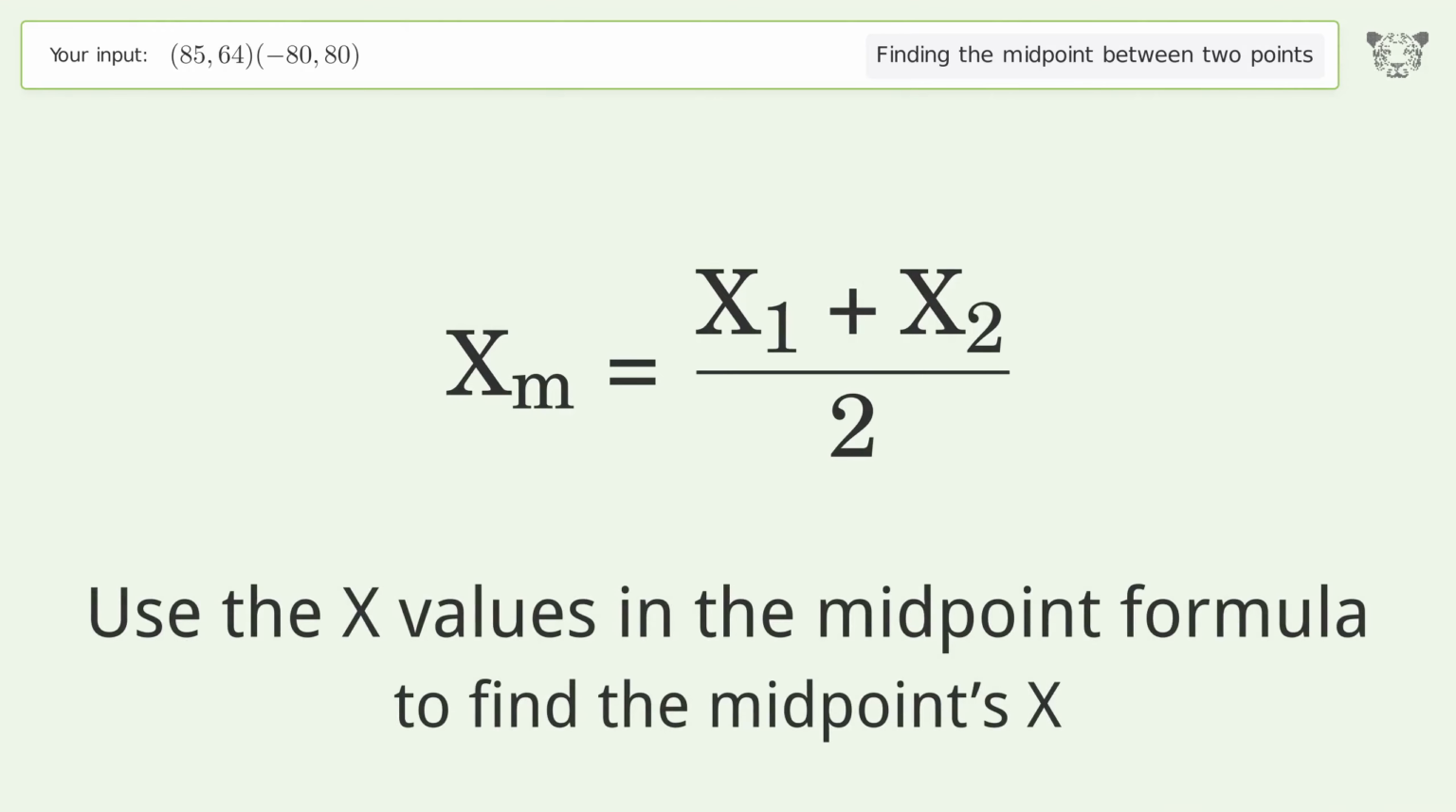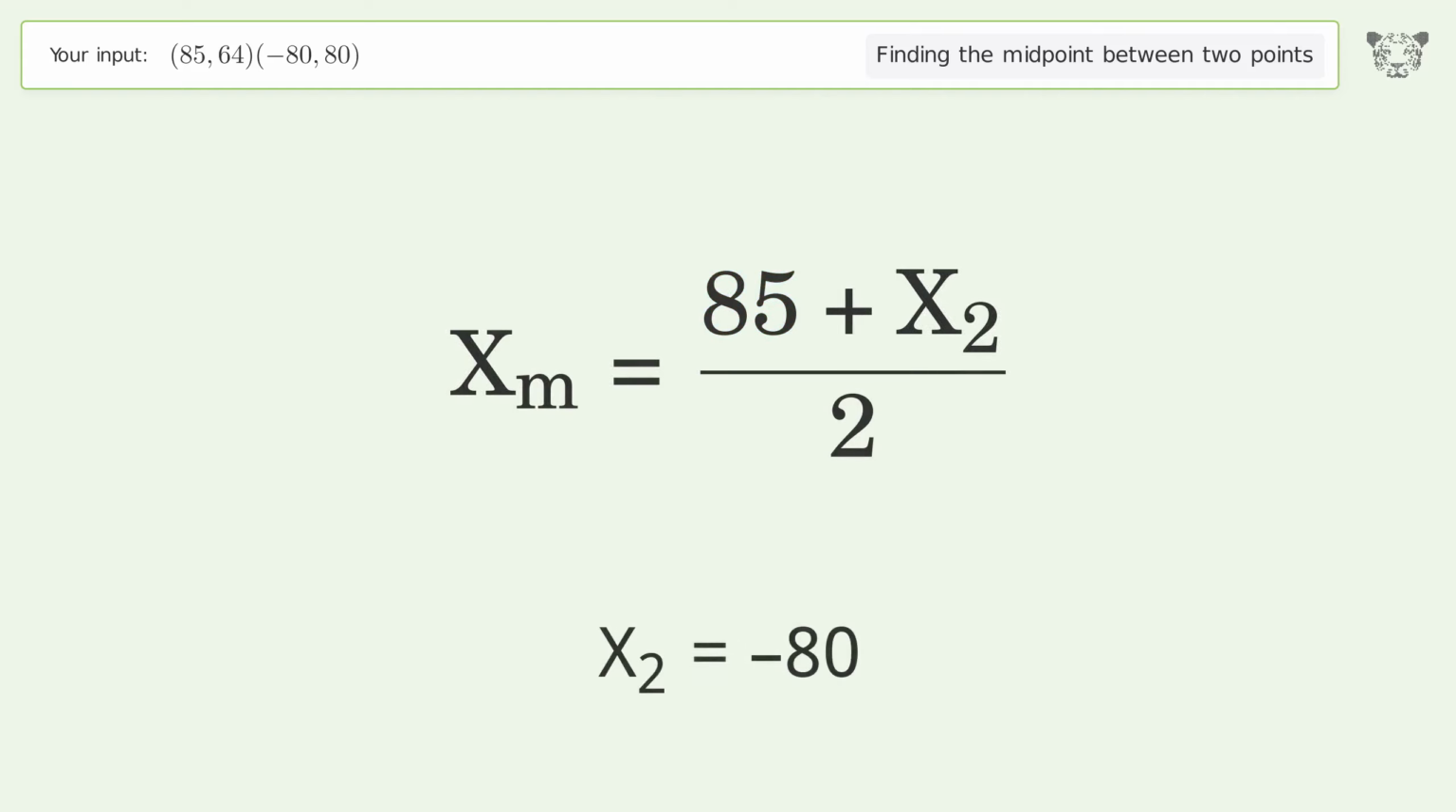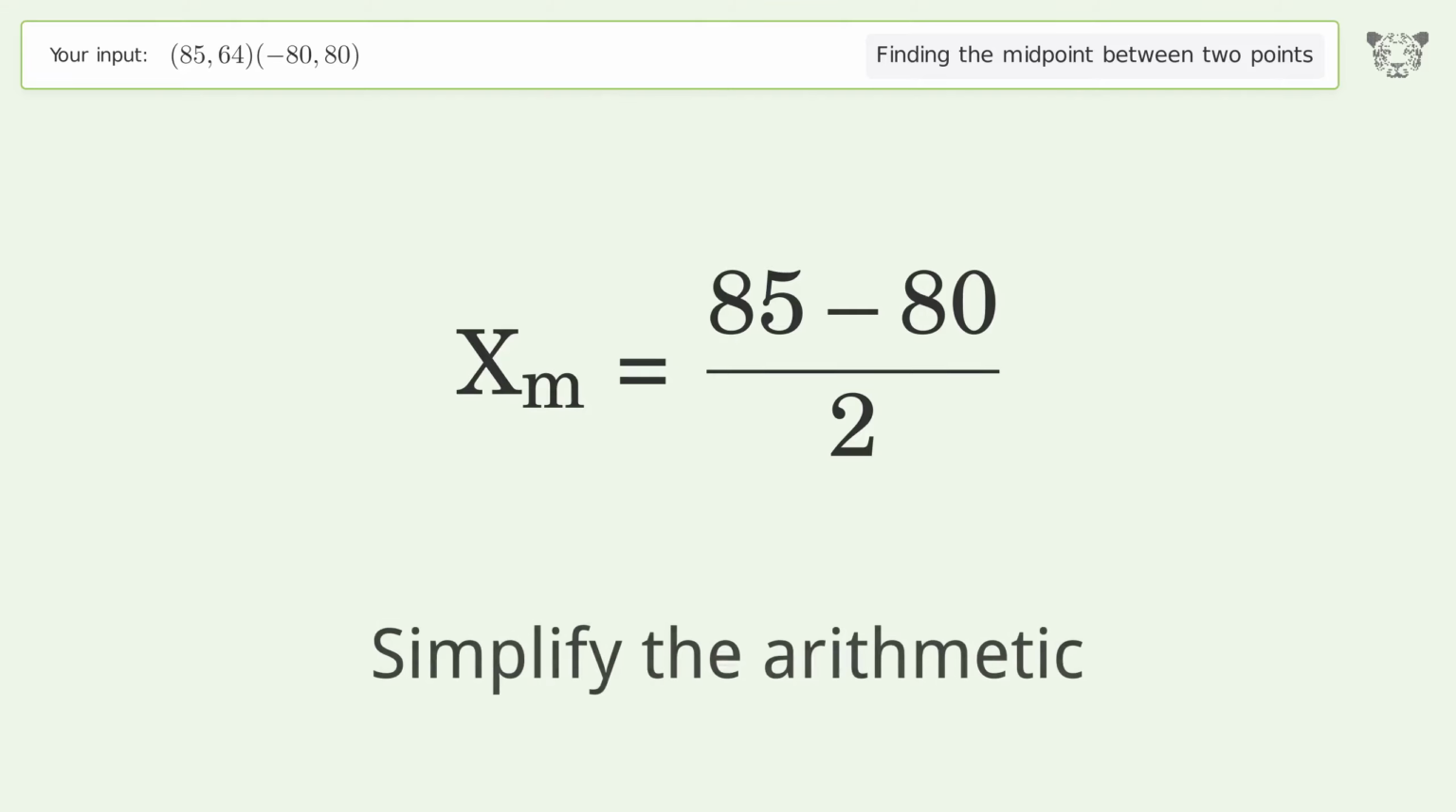Use the x values in the midpoint formula to find the midpoints x. x1 equals 85. x2 equals negative 80. Simplify the arithmetic.